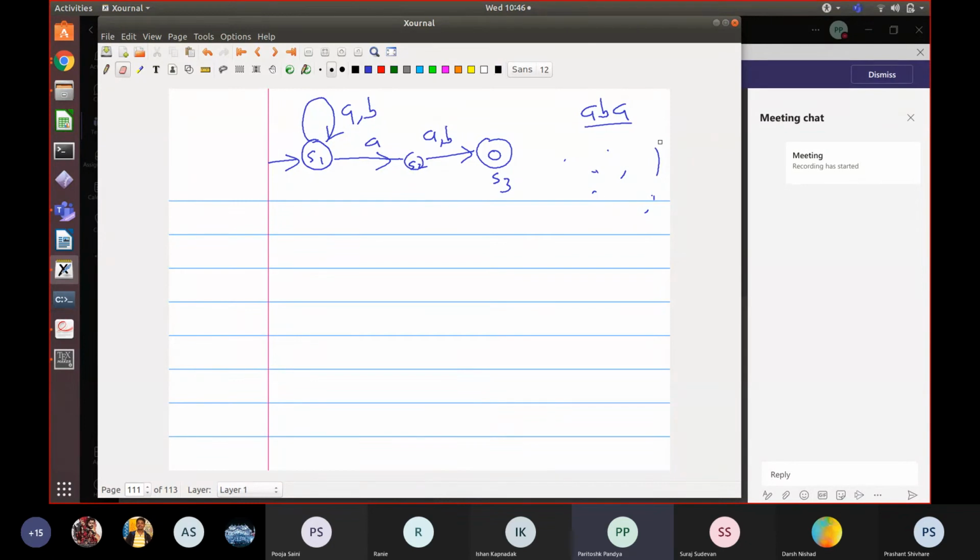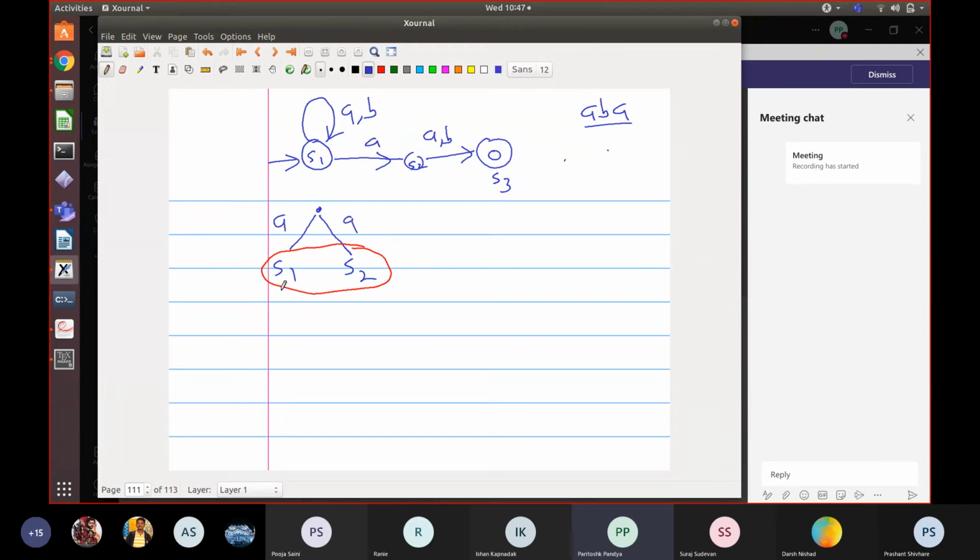But intuitively, what are we doing? We draw a kind of computation tree of executions which are possible under the word ABA. We simulate all possible runs of this NFA simultaneously. The first letter is an A. From S1 on an A, where all can you go? You can go to either S1 or S2. So this is the frontier that I have after letter A.